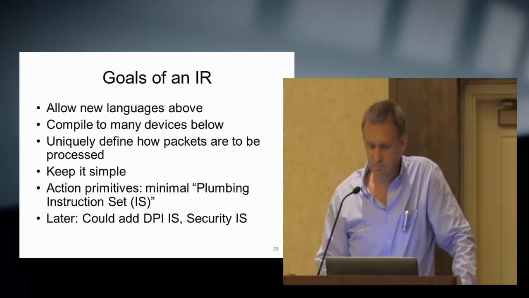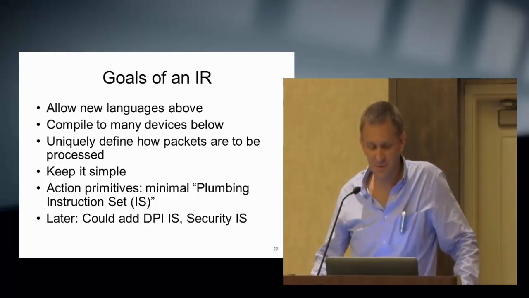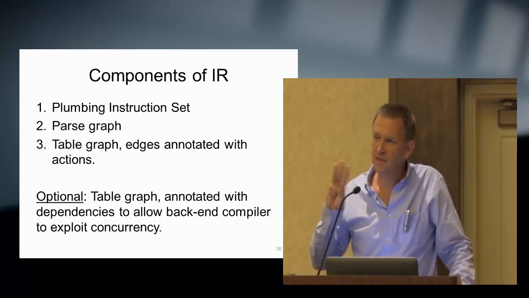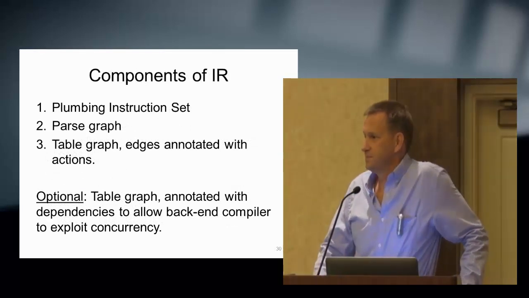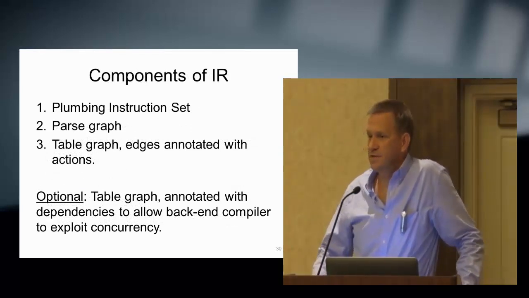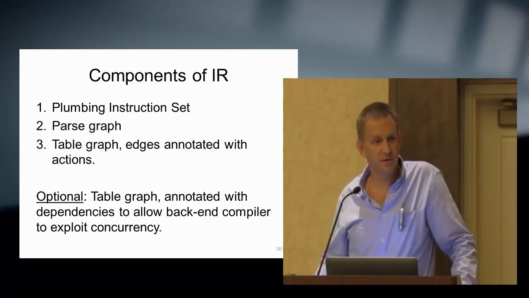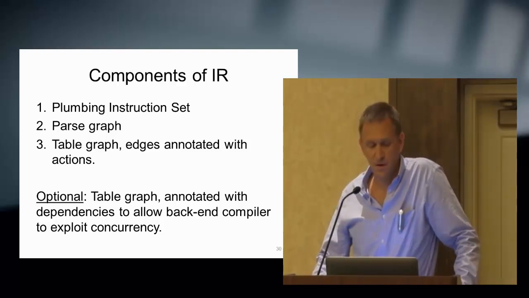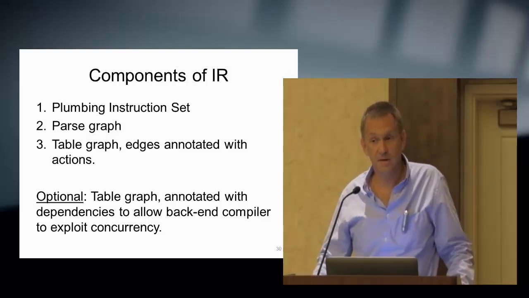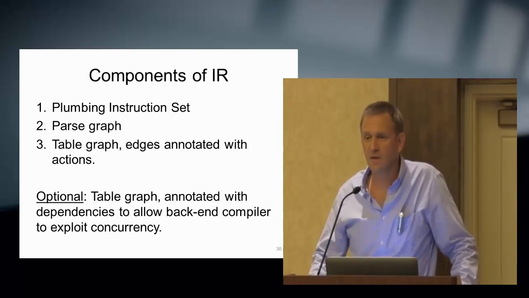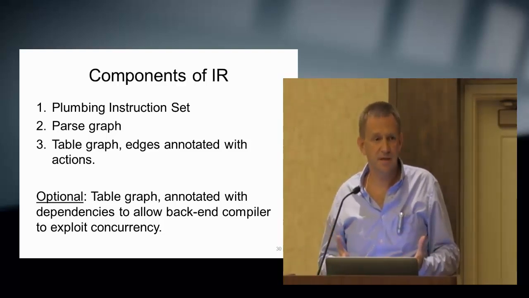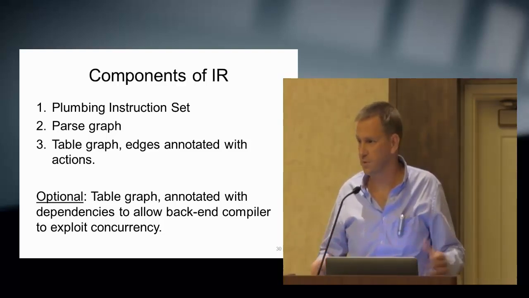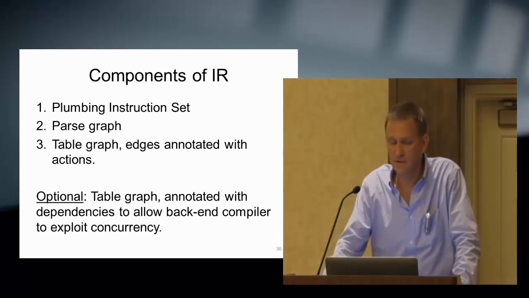So, okay, what are the components of the intermediate representation? It appears that there are three things that we need, right? So this is going out into a little bit of uncharted territory. We need that plumbing instruction set. We need a way of describing the parsing, so a parse graph. And then we need some kind of representation of how the tables will process packets. So I tend to think of this as a table graph.